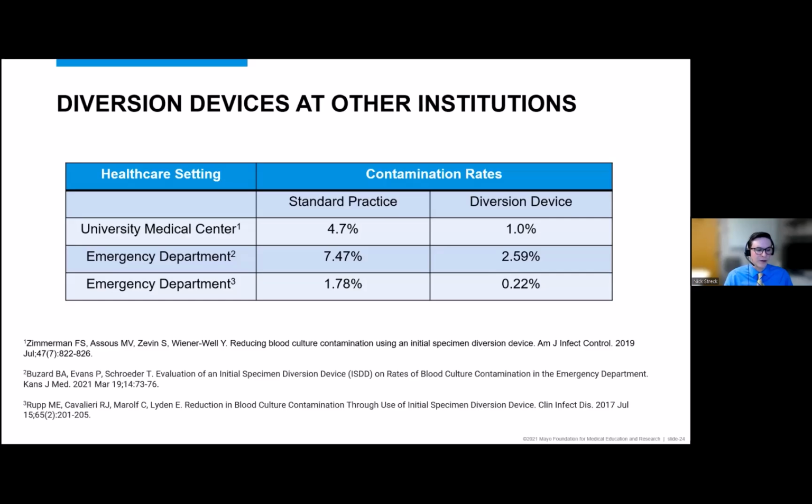A particular area of growing literature has been in emergency departments, where this can really make an impact. So we have a good amount of data saying that these do have the ability to reduce reported blood culture contamination rates, and the main difference is the amount of reduction that you're going to see. That appears to be more institution dependent than consistent across the board.